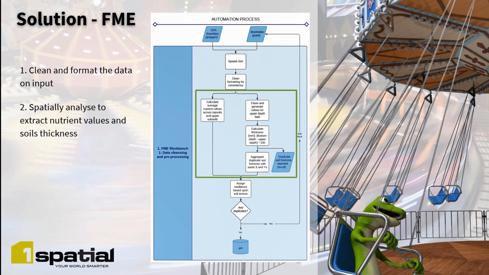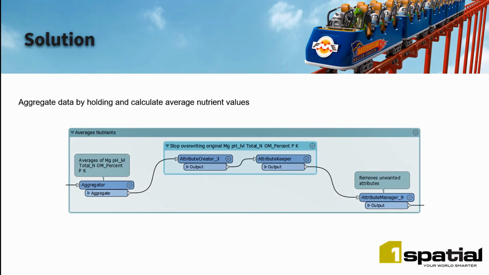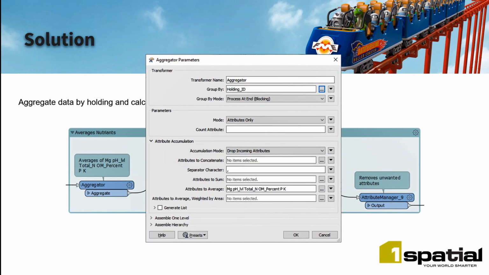Next, we split the workflow to assess the mineral content and soil horizon thickness separately. For the mineral content, this is a simple task of using the attribute accumulation settings within the aggregator transformer to summarize the mineral content of all boreholes within a given landholding. This stripped the data of its geometry, but we can use the landholding ID to pair this back up with the data later on in the workbench.